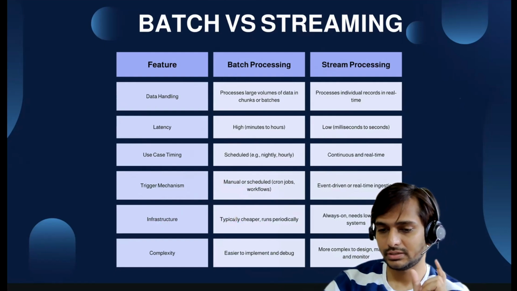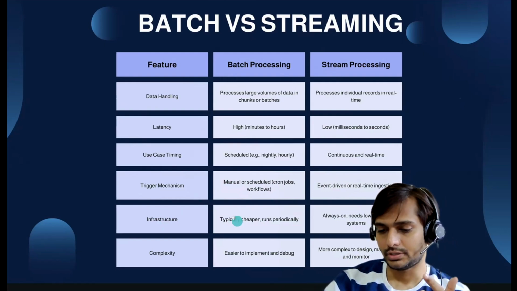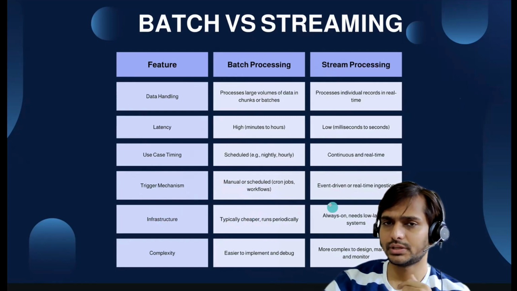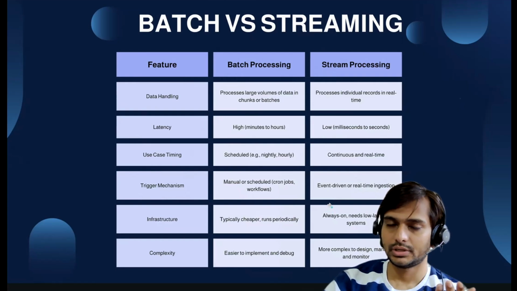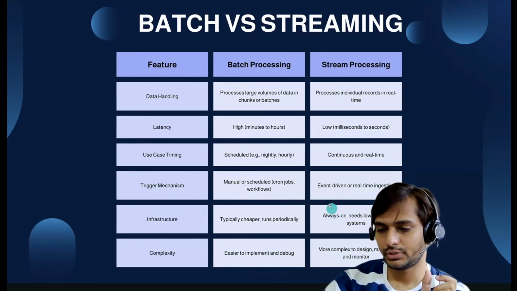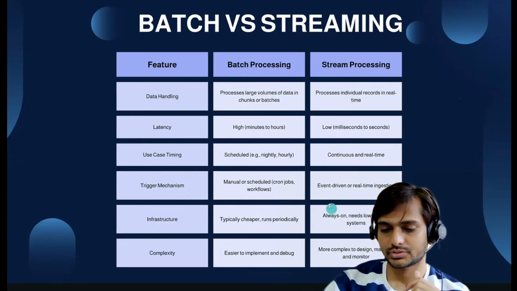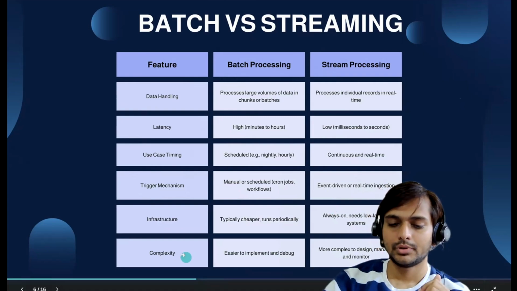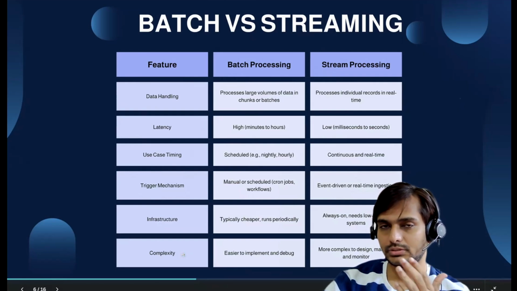So I am mentioning it significantly cheaper because your job is not continuously running here, right? And stream processing is typically costlier because it's always on and needs low latency systems. So you need to choose carefully when you're going for stream processing, because it adds significantly to the cost. Okay.